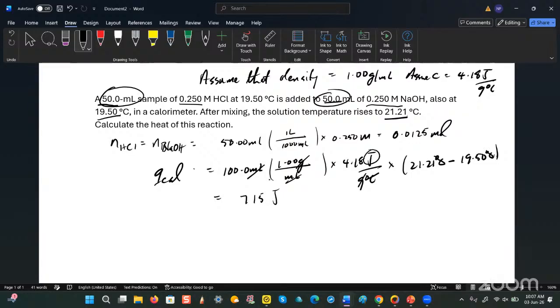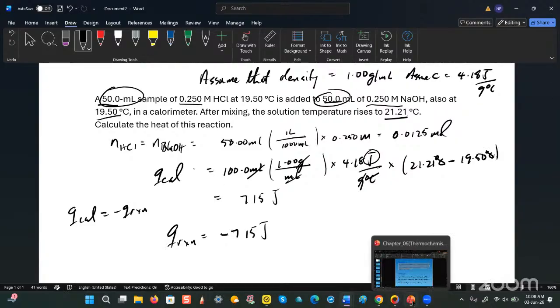So this is the amount of heat that the calorimeter will absorb, which means that Q of the reaction will be equal to minus 715 joules. All right, because again, Q of the calorimeter will be equal to minus Q of the reaction. So that answers the first question on this slide right here.